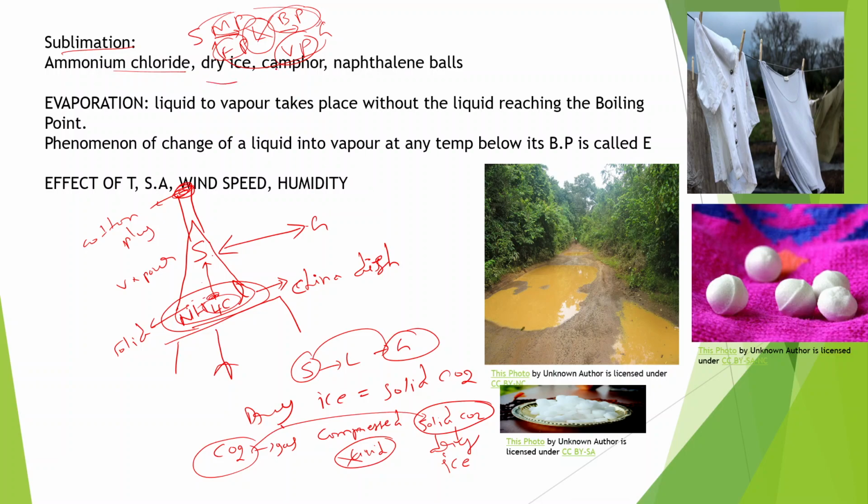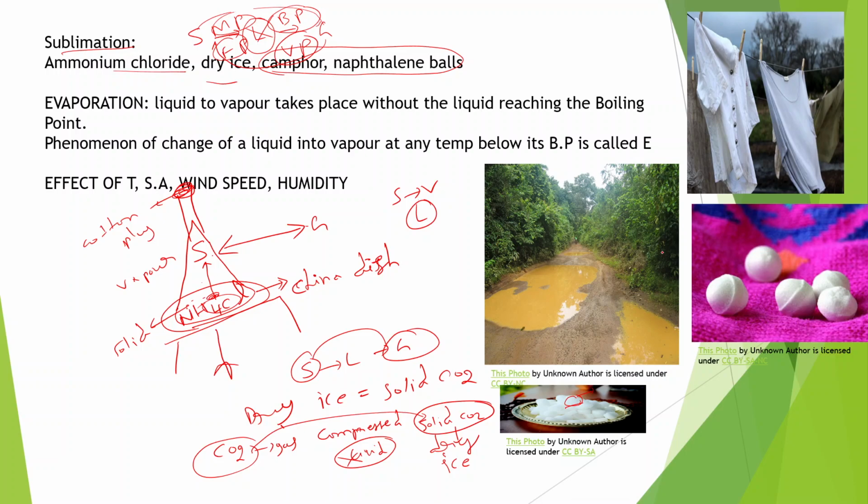And in our homes, we will see camphor. This is camphor. If you burn this camphor, the solid state will directly convert into the gaseous, vapor state. So solid to vapor state in the case of camphor. This is because there is no liquid state here. That's why it is an example of sublimation.